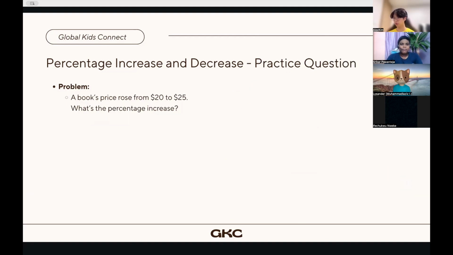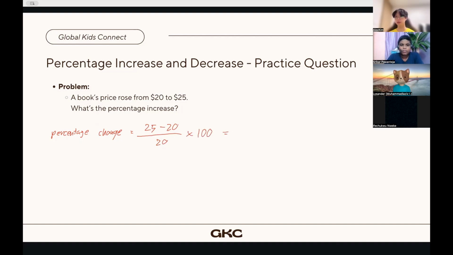So we have another practice question for this concept. A book's price rose from $20 to $25. What is the percentage increase? Again, we use the same method of using our formula. The percentage change is equal to new minus original, so 25 minus 20 over the original, 20, and then multiply that by 100.